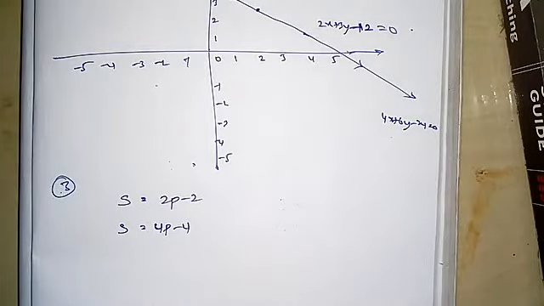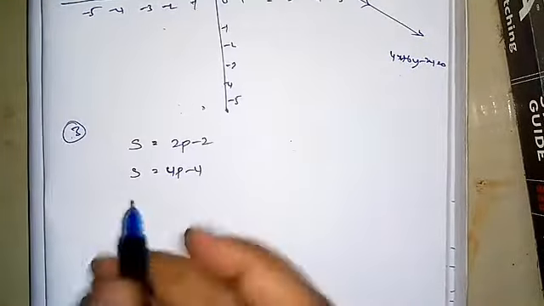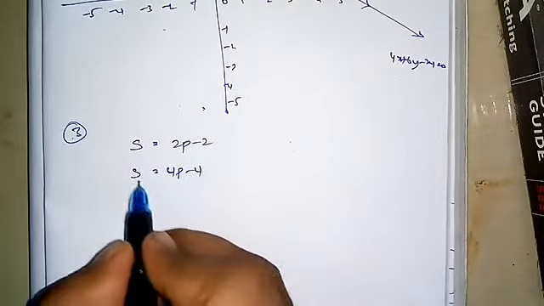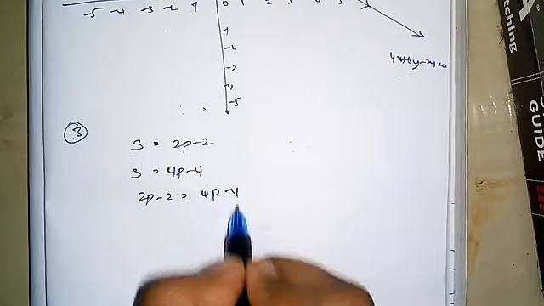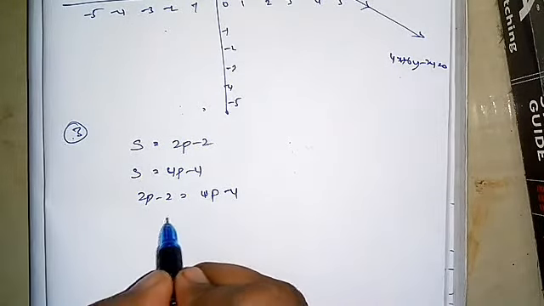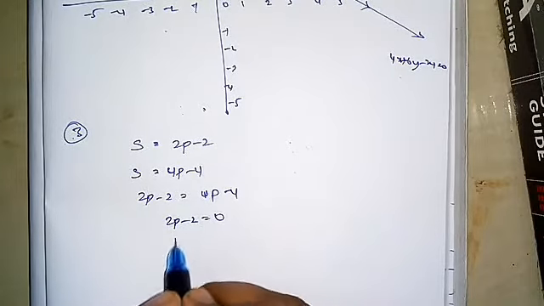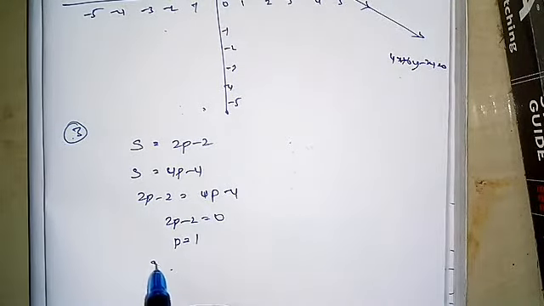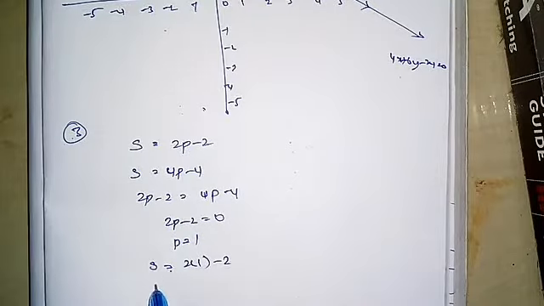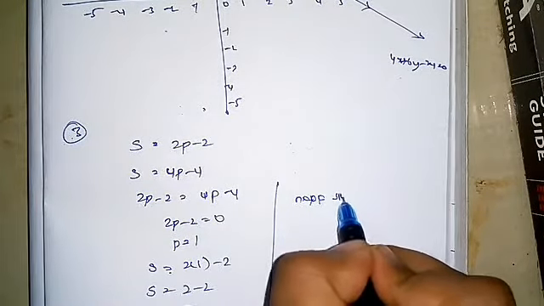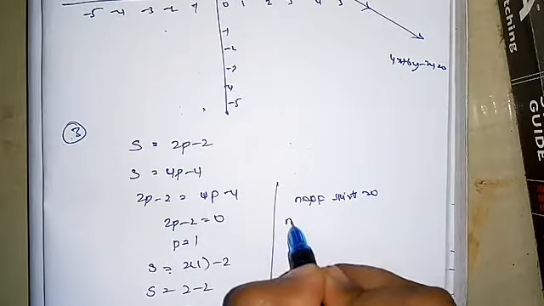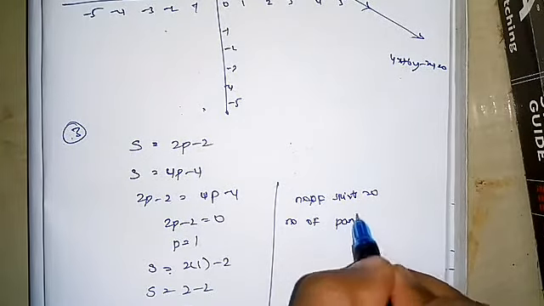So these are the equations. S is equal to 2p minus 2 and S is equal to 4p minus 4. So 2p minus 2 is equal to 4p minus 4. This on this side, 2p minus 2 is equal to 0, implies p is equal to 1. Substitute p is equal to 1, you get 2 into 1 minus 2. S is equal to 2 minus 2, so S is equal to 0. Number of skirts is equal to 0. Number of pants is equal to 1.